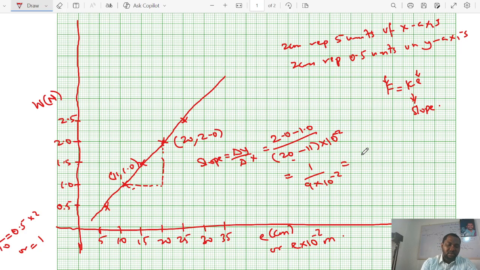So let's see what 1 divided by 9 times 10 to the power minus 2 gives. Okay, that is giving me 11.11. So I think that makes a lot of sense, which means that this is 11.11 newtons per meter. That's the answer. That's the slope. That's the spring constant. Quite easy, isn't it?